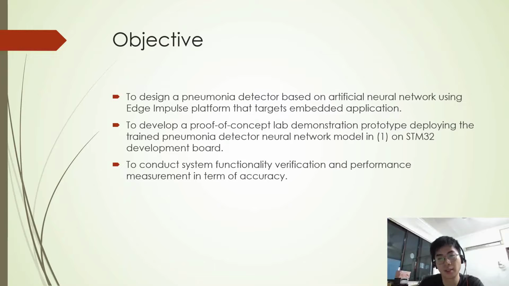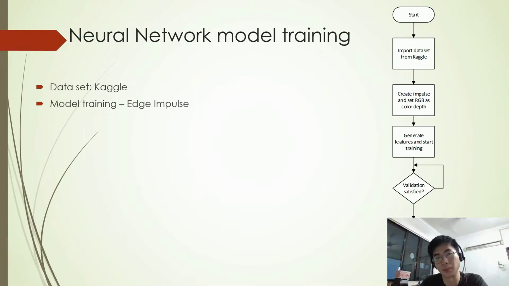The neural network model training follows this flow. We will use the dataset from Kaggle, and from that we go to Edge Impulse, a free open source web platform to create impulses, and we set RGB as our color depth parameter. Next, we generate the features and start the training. While training, we continuously monitor the accuracy and also the latency. Once the validation is satisfactory, we will be ready to deploy to the STM32 board, which will be explained by my next teammates. Thanks.